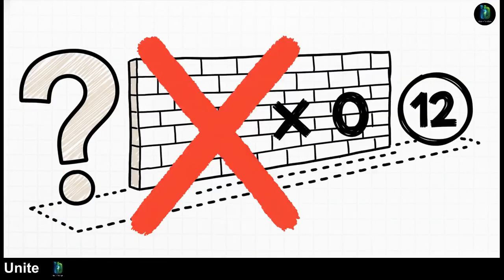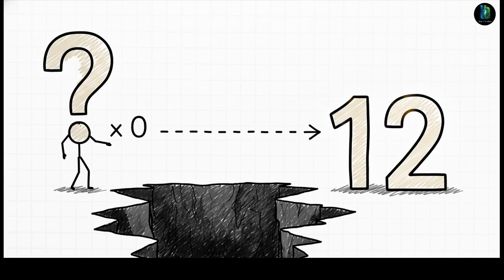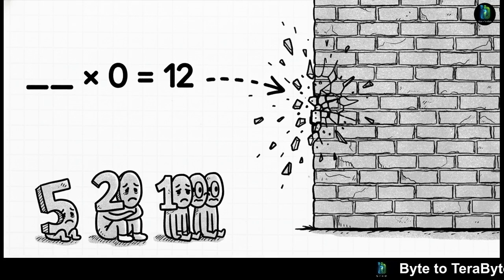Just think about it for a second. Pick any number you can possibly imagine. 5, a million, a negative number, it doesn't matter. When you multiply it by 0, what do you get? You always get 0. You never get 12. So there is no number, not a single one in existence, that can answer that question. There's just no possible answer.